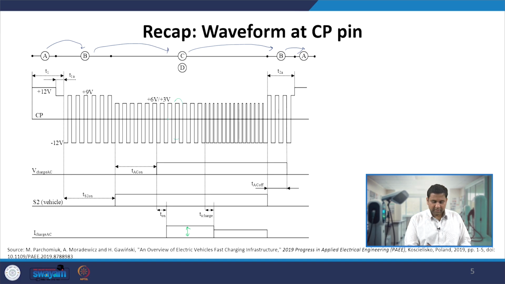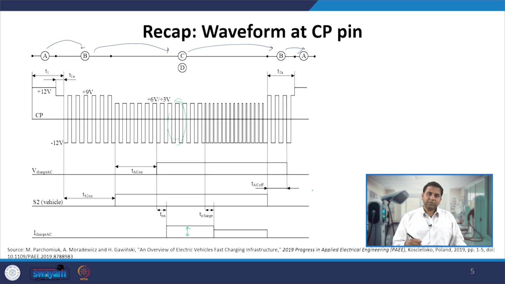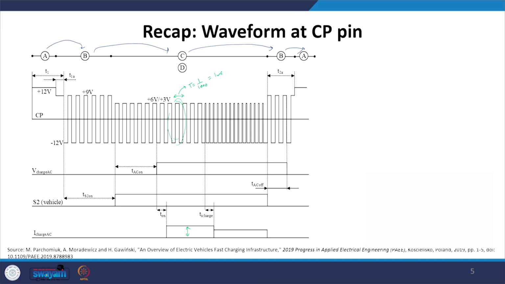That information is sent by the duty ratio of the PWM signal on the CP line, and the frequency of this is 1 kilohertz, or you can say the time period of that PWM cycle will be 1 by 1000 hertz, which is 1 millisecond. So, this is how the charging of the AC charging system takes place.